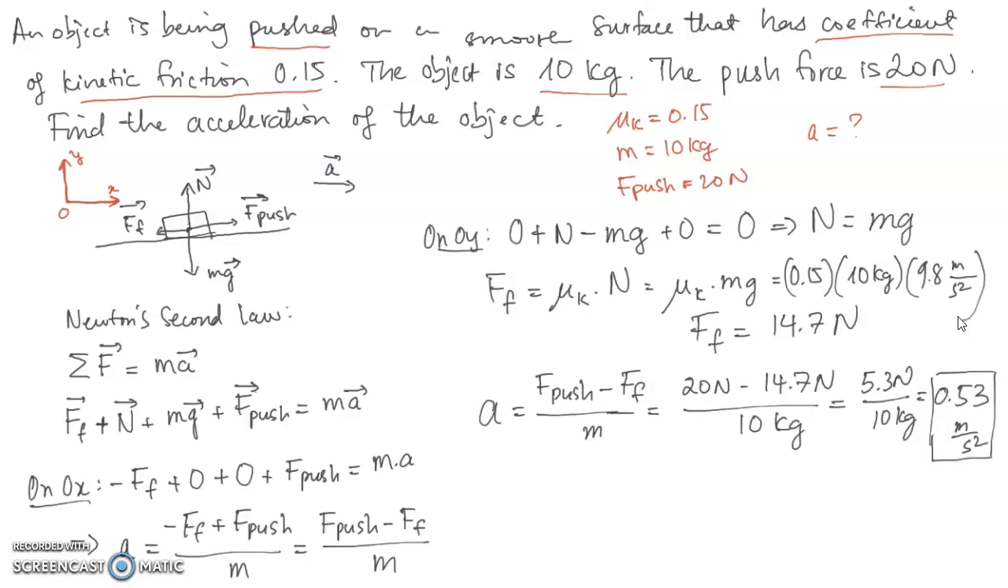So 0.53 meters per second squared. And the sign would be positive, right? It's being pushed from left to right, so it should be positive.